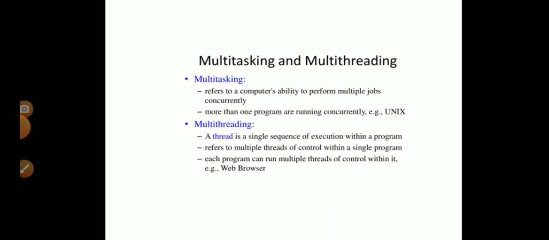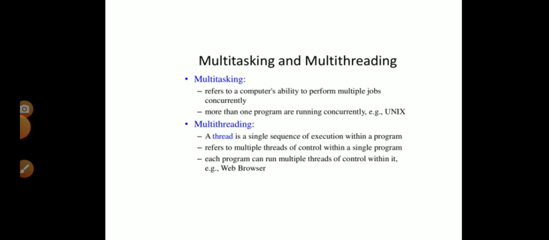Next we are going to see the difference between multitasking and multithreading. Multitasking refers to the computer's ability to perform multiple jobs concurrently. More than one program running concurrently is called multitasking. For example, Unix is an operating system with multitasking facility. And multithreading: a thread is a single sequence of execution within a program. It refers to multiple threads of control within a single program, so each program can run multiple threads of control within it.